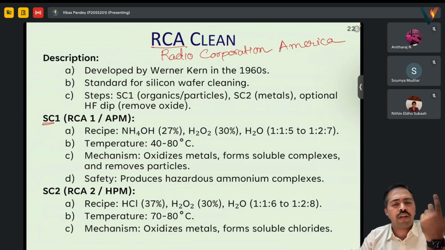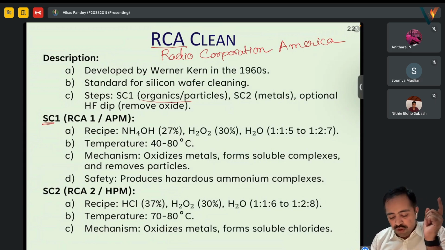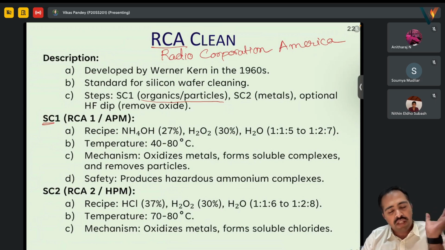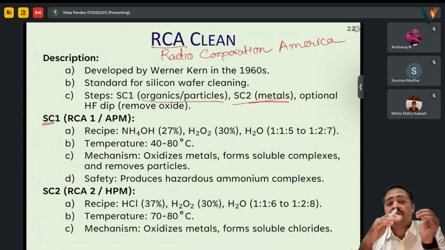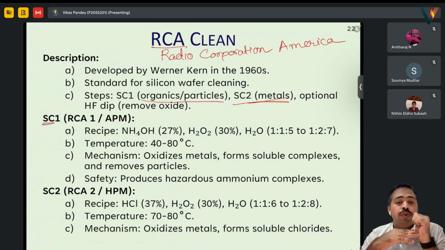This is one of the standards for wafer cleaning. Though there are different methods, and everyone can use them as per their wish, this is something very standard. SC1 is used for removing organic part, whatever is left from piranha, and other particles. SC2 is used for removing metals, or metal ions, you can say. Then there is an optional HF dip to remove oxide. Why? I will tell you later.